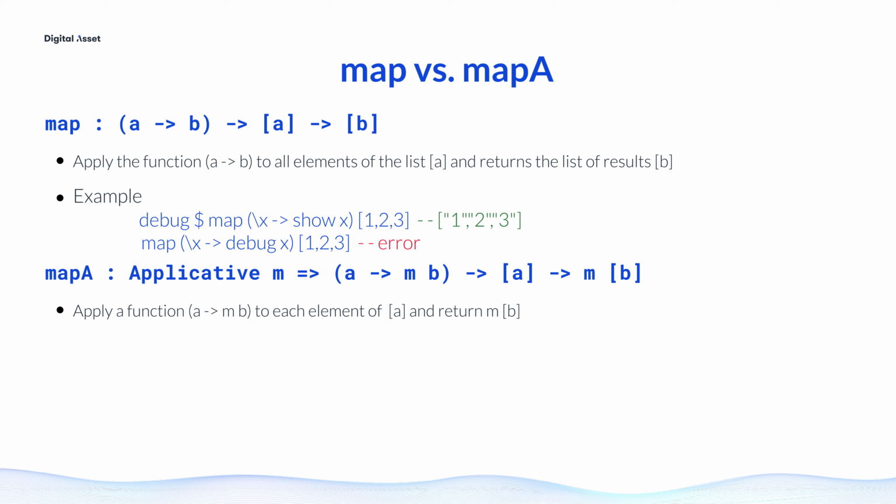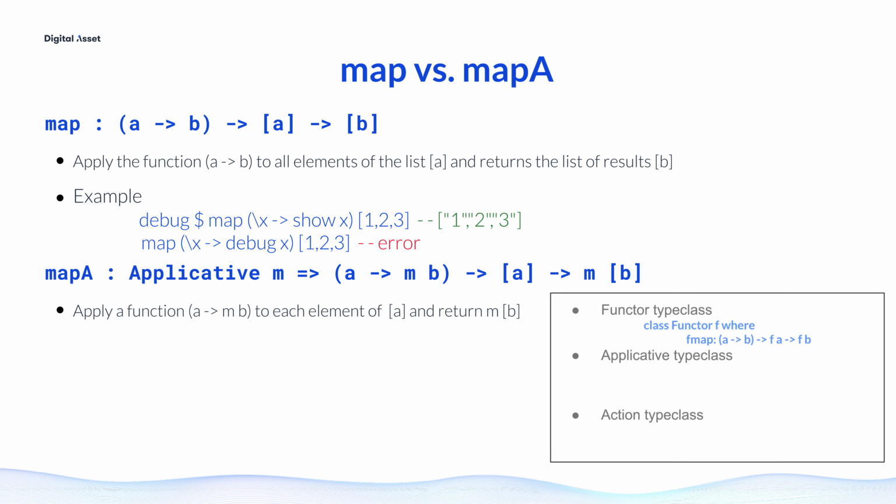The type constraint applicative M indicates that the value of type M in the signature must be an instance of the applicative type class. In DAML, the functor type class provides a way to apply a pure function to values wrapped in a context, such as list, script, update, optional, and so on. The applicative type class further extends this capability by enabling the application of one or more functions within a context to values within another context.